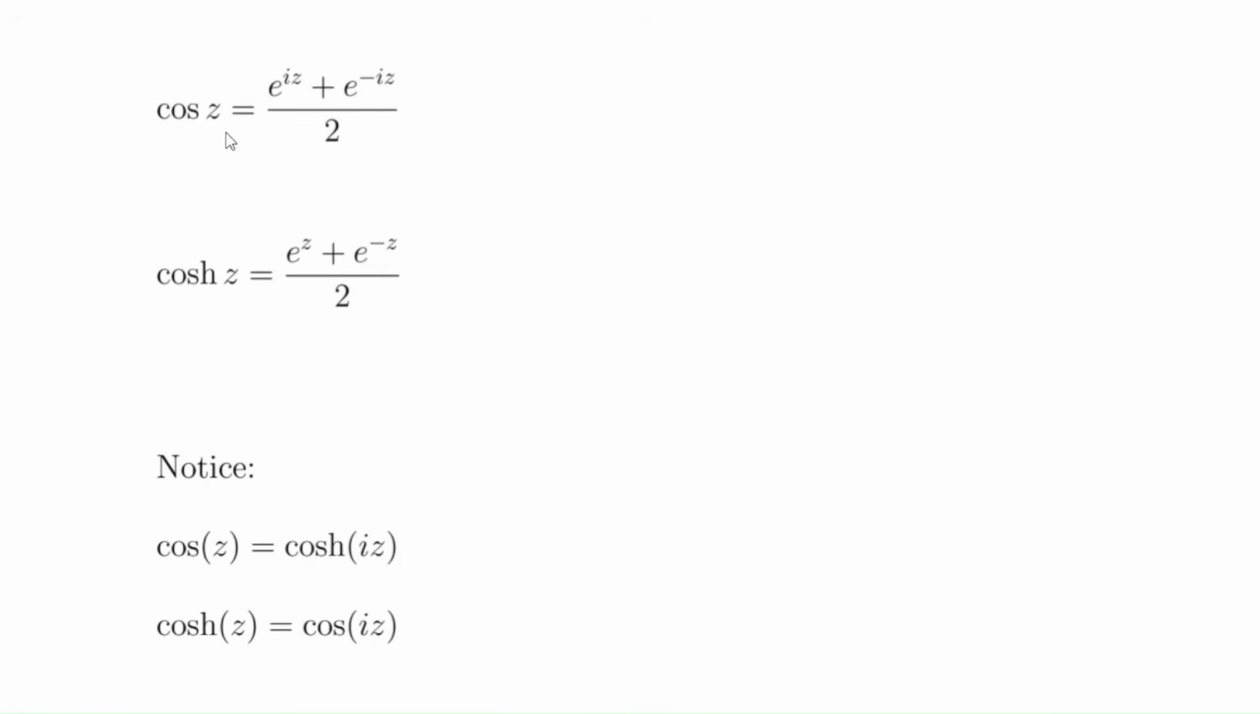Now, one thing I want to point out is our definition of cosine is e to the iz plus e to the minus iz over 2. Now, cosh of z: remember, cosh of x is e to the x plus e to the minus x over 2. So for cosh of z, you just replace these x's with z's, and we get this. So notice the definition of cosine of z and the definition of cosh of z are very similar. In fact, cosine of z is cosh of iz, and cosh of z is cosine of iz. So you see this beautiful connection between cosine and hyperbolic cosine that only becomes apparent once we get into the complex numbers.